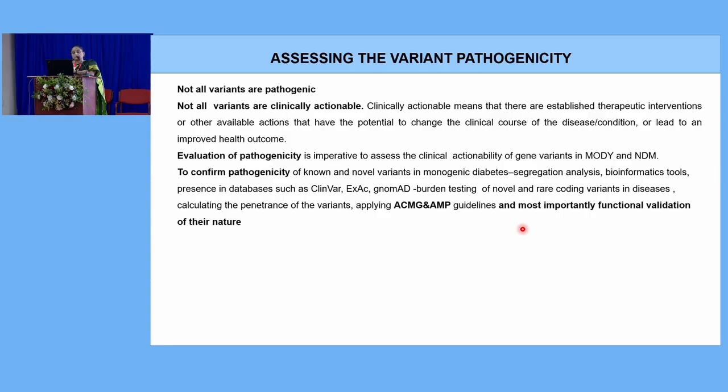To confirm this pathogenicity, there are a number of steps that we do. First, the genetic identification, then the segregation within the family, and then the bioinformatic tools, and the presence in databases such as ClinVar, gnomAD, ExAC, etc. We also do burden testing and calculate penetrance, and apply the ACMG AMP guidelines. I'm also a part of ClinVar and we apply all of them, but there are a lot of changes that take place. But most importantly, functional validation is very important.